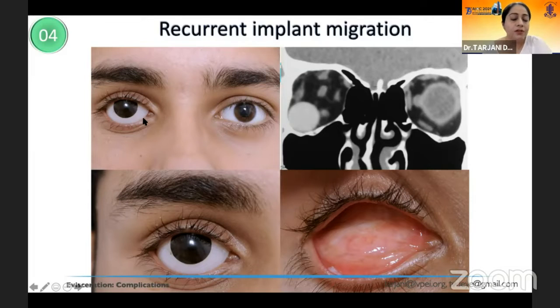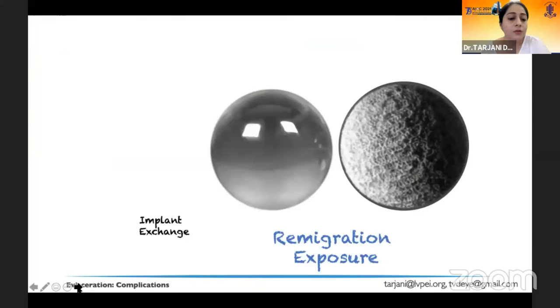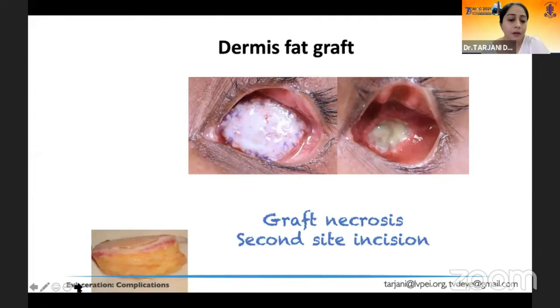And as you can see in this gentleman, the prosthetic eye is actually resting on the lower eyelid and not in the inferior cul-de-sac as it should normally do. So what was being done for implant migration all these years was to perform implant exchange. But we now know that even if you exchange the implant, no matter how many times you do it, the implant tends to migrate again into the quadrant where it initially had migrated.